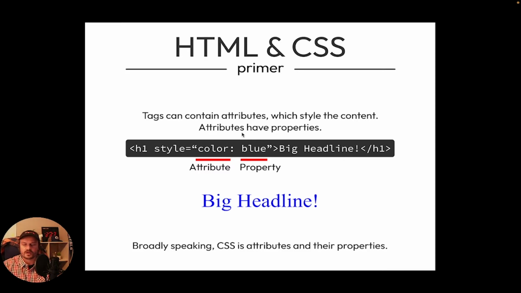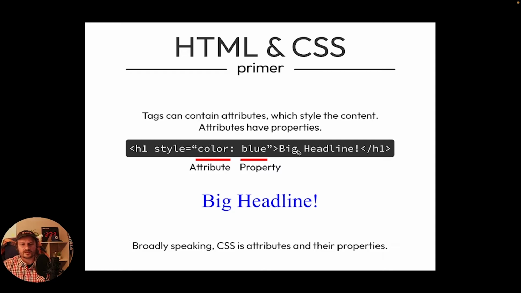Attributes on their own, there might be a few attributes that can exist by themselves, but none that I can think of just off the top of my head. Attributes have properties. And so let us examine this line of markup right quick. And so we have the starting H1 tag. But instead of the greater than symbol right here, there's a space. And then we see style equals open quotation mark, color, colon, blue, end quotation mark, greater than sign.